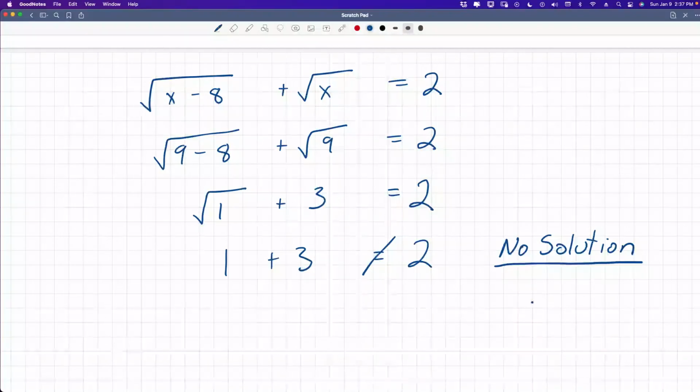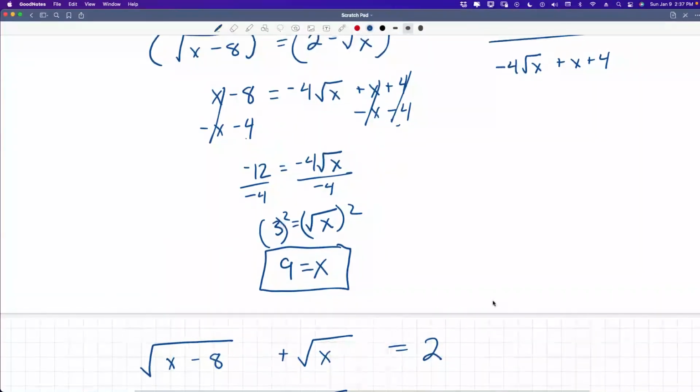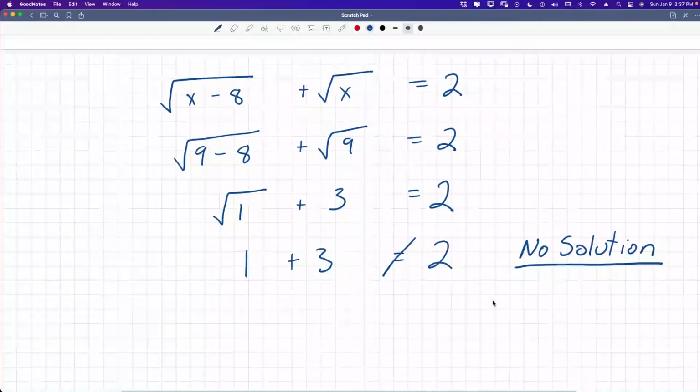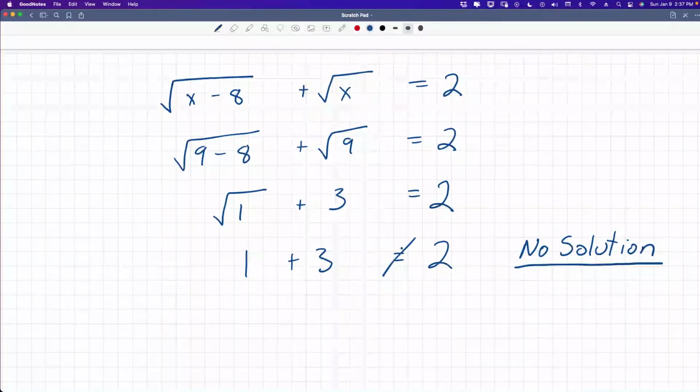There is no solution for this problem because when we put in what we think is the solution, it does not check out. It does not make a true statement here. And that is why it is important. You have to sub your value that you solved for back into this type of equation in order to make sure that your answer is correct and that it is the true solution.